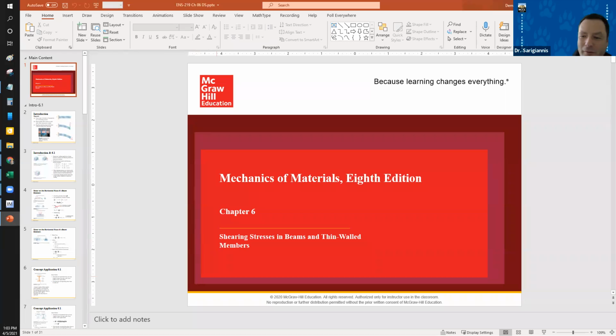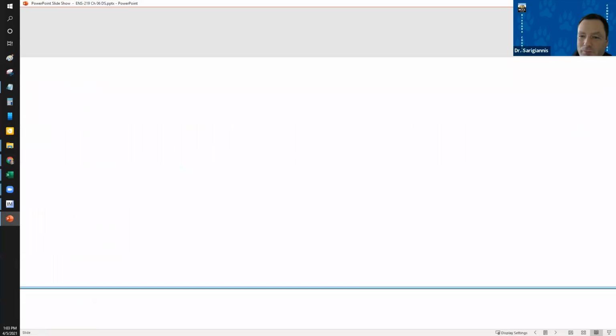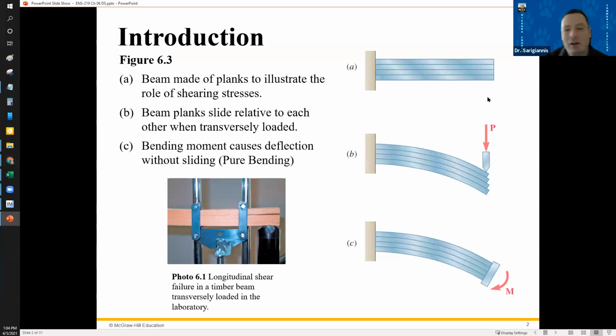All right, let's go here. What I want to talk about is shearing stress. And if you look at this diagram on the right, it shows a stack of thin plates forming a larger plate, right?